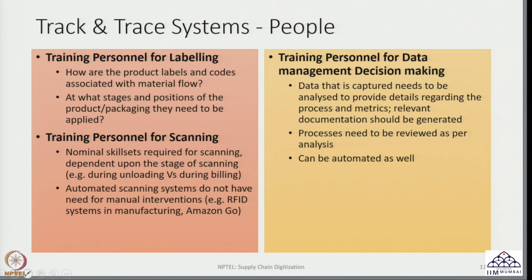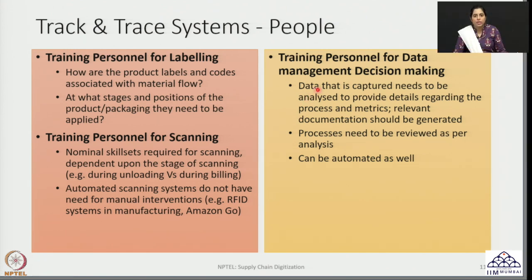Then we have training personnel for managing the data as well as decision making. So over here, we need to see to that they are storing the information properly, managing the databases properly, not tampering with the data, and they know how to capture the relevant kind of information for making the documentation required. They need to understand how to use this data in order to review the processes and make decisions.